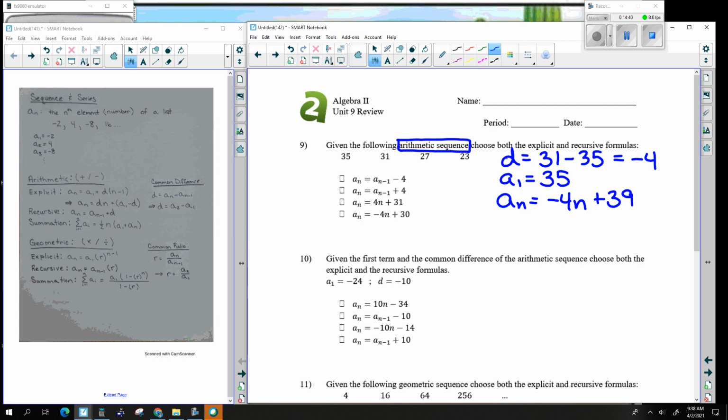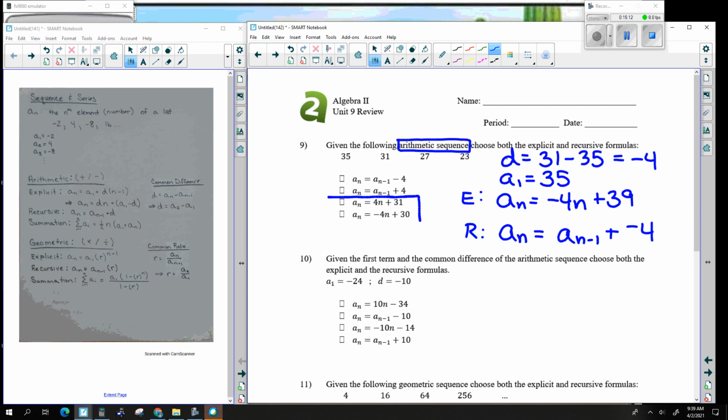And then the recursive. So this is the explicit, and the recursive, let's just take a look at it. A n is equal to, the recursive in arithmetic is A n minus 1, so leave that as A n minus 1, plus b, so plus -4. So that should be my explicit and recursive formula, something very, very similar to that.